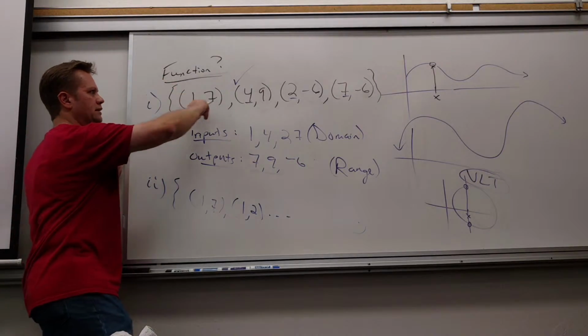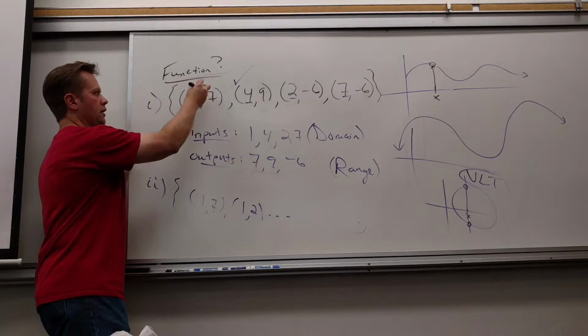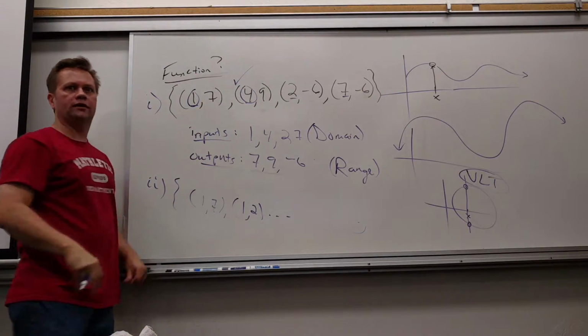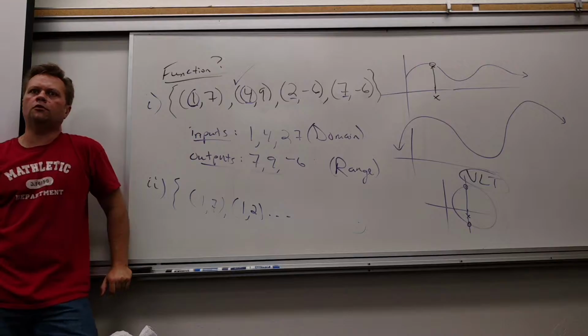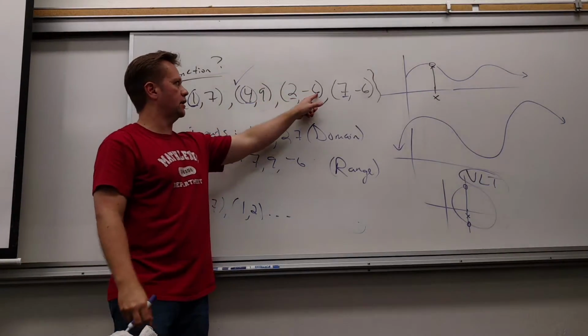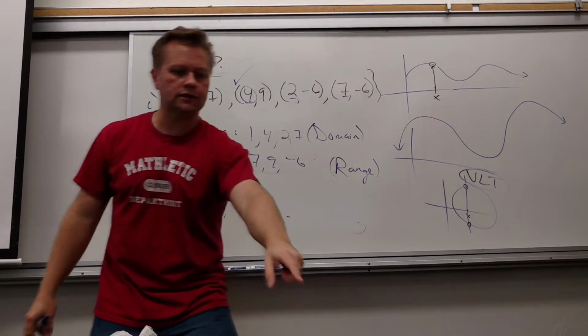So what am I looking for when it's in this form? Are there any x's that are shown twice? Because that x would go to more than one y. That's what matters. Does it matter if any of them go to the same thing? No, it doesn't matter. How high is this book off the floor?